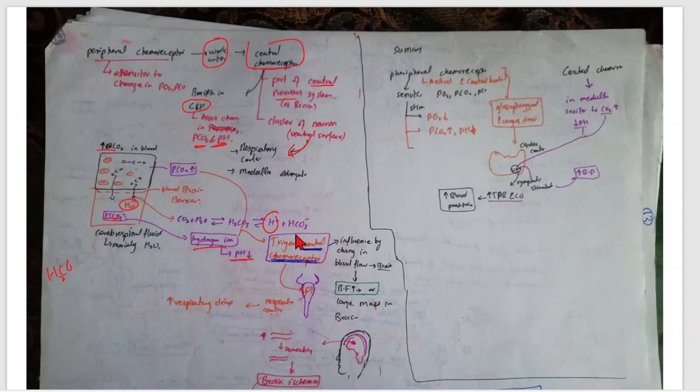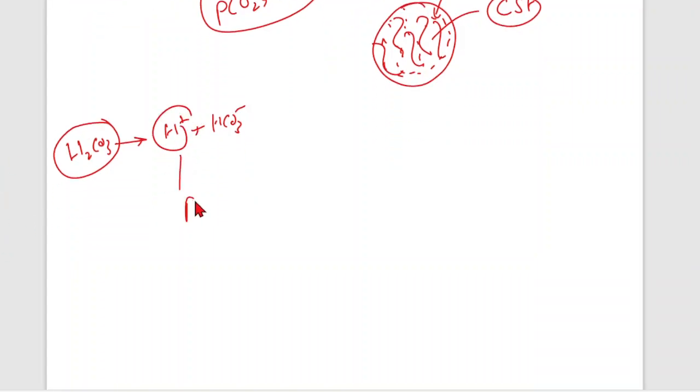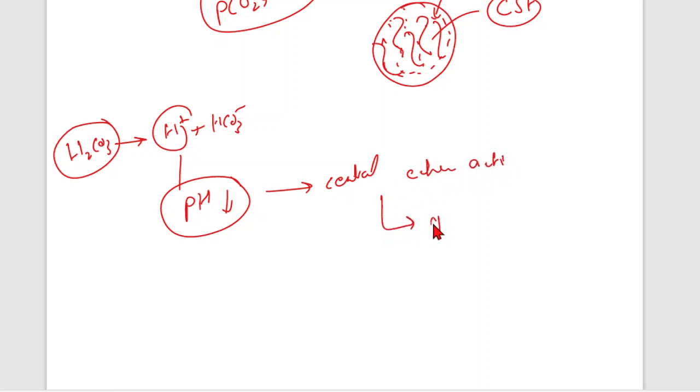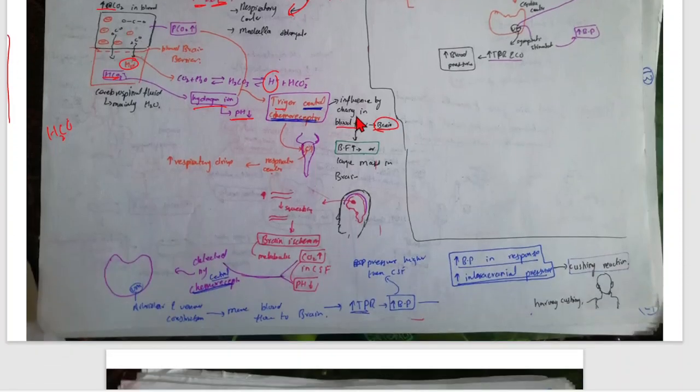When the pH is decreased, the central chemoreceptor becomes triggered, and it influences change in the blood flow in the brain, actually increasing the blood flow. For example, when hydrogen ion is increased, pH is decreased. When pH is decreased, the central chemoreceptor becomes activated. When it activates, it increases the blood flow toward the brain. When the blood flow toward the brain is increased, what will happen?